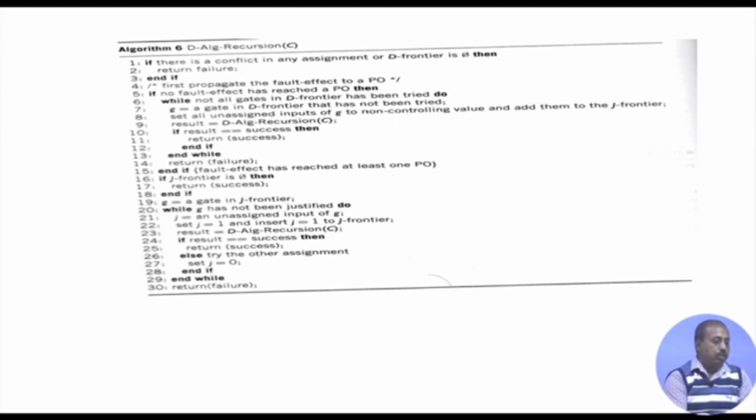Otherwise, suppose we have got a gate G which is in the J frontier. Now, G has not been justified, so we take an unassigned input of G, that is J, set J equal to 1 and insert J equal to 1 into the J frontier. So, we try to put J equal to 1 and try to propagate. This will again call the recursive algorithm, D algorithm recursion, for the success thing. Otherwise, try the other assignment.